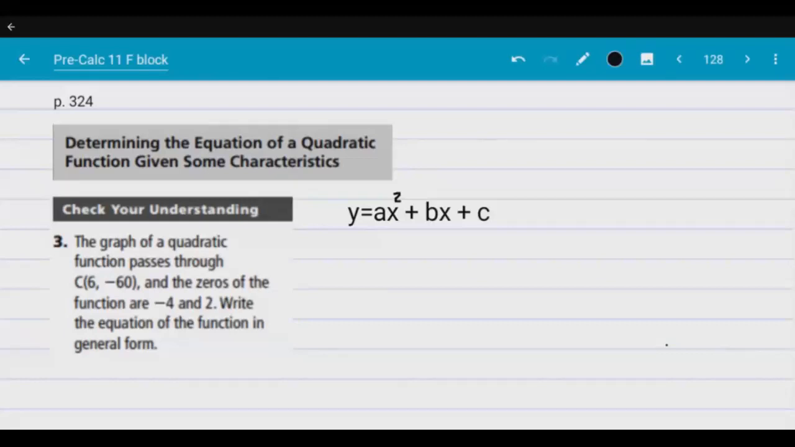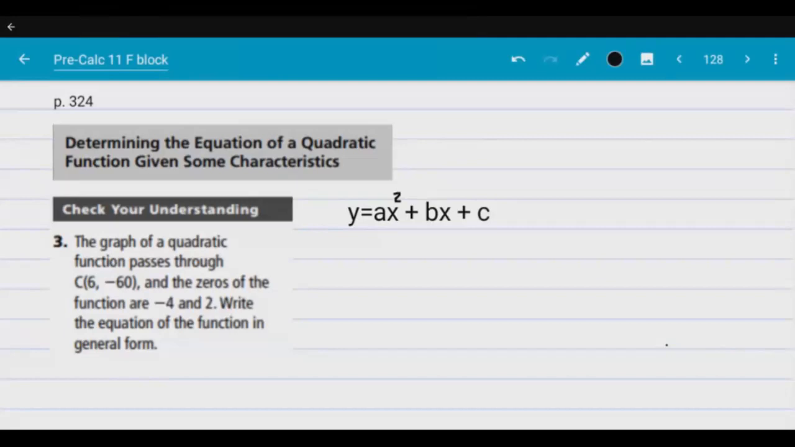Hello, everyone. This is Check Your Understanding number 3 on page 324. All right. So, determining the equation of a quadratic function given some characteristics. We have done this in the previous section. And let's look at the question.